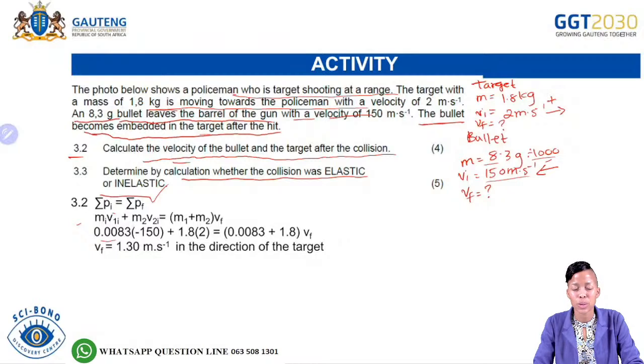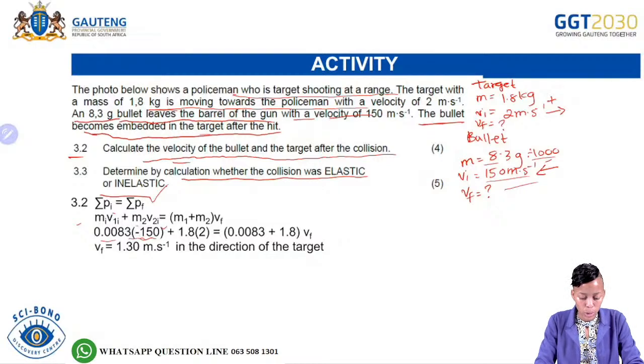In terms of the velocity, we said we are going to decide on the direction. The target, we said, is going to move to the right. So we are going to decide that the bullet is moving to the left. If the bullet is moving to the left, it means that we would then have a negative velocity.